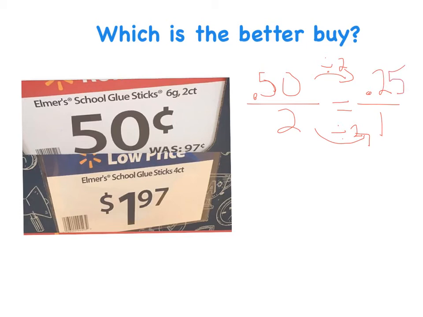But now we need to do this for the second problem as well. This one says it has a 4 count. That's what CT stands for, a count. So I have $1.97 for 4. But I want to know how much it would cost for 1. So I would need to divide by 4.